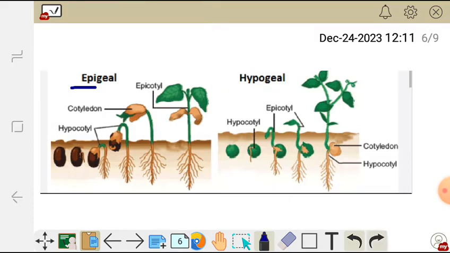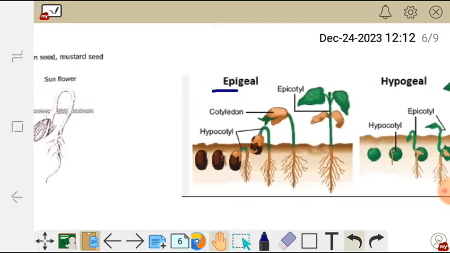Or under. So hypogea, we are going to see that the seed will remain in the ground. Hypo, so they will be in the ground. The seed cotyledon won't be exposed outside the ground. That is the difference between epi and hypo. So wherever you see the seed or the cotyledon in the ground, then that is hypo. When the cotyledon is also exposed, that is epigea germination.